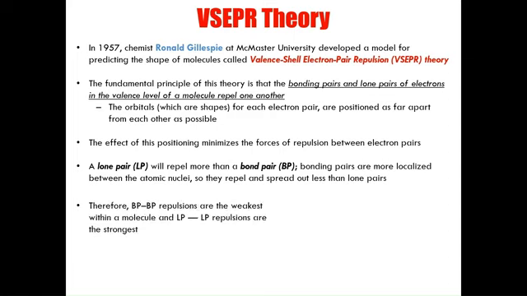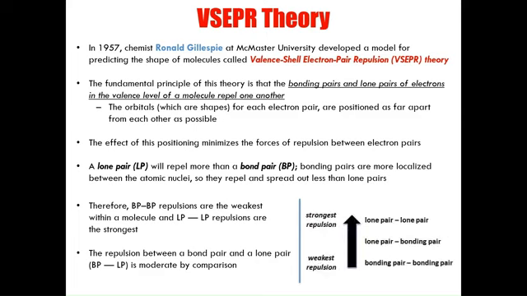Therefore, bond pair repulsions are the weakest within a molecule, and lone pair repulsions are the strongest, while the repulsion between a bond pair and a lone pair is moderate by comparison. This scale on the right outlines the levels of repulsion between these electron pairs, from weakest to strongest.